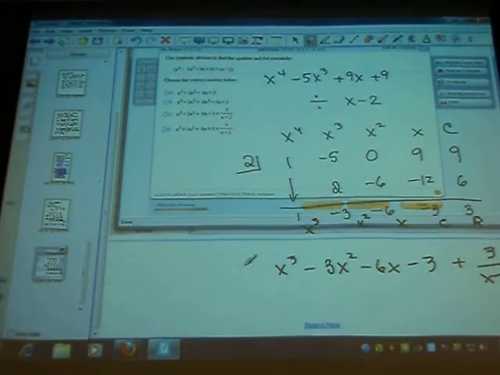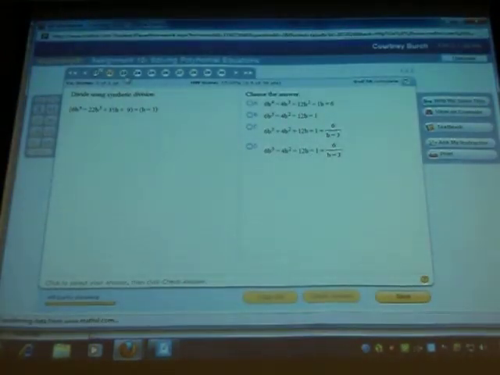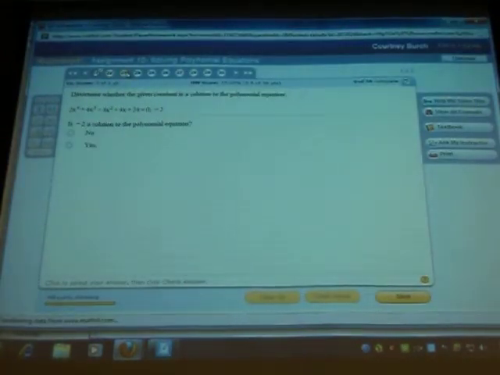Okay, so how do we use this to find the zeros? Well, if you get a remainder that's not 0, then it's not a 0. If you get a remainder that is 0, it is a 0. Now how do I know what to check? You can know what to check by looking at the graph.